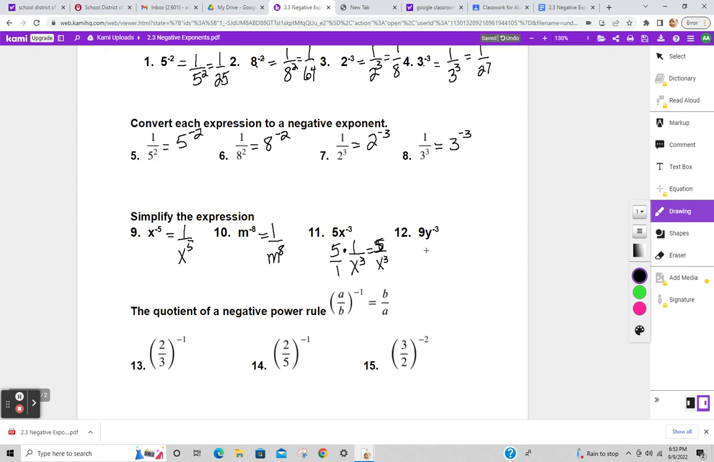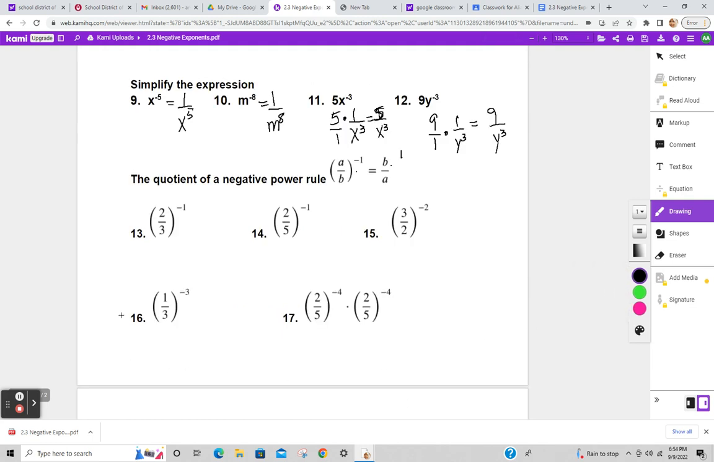So 12 is similar to 11. 9 will just be 9. We can write that as a fraction if you want. Times, okay, this is going to be 1 over y cubed. So now 9 times 1 is 9, and 1 times y cubed is y cubed.